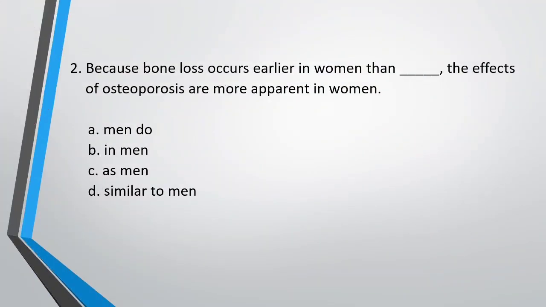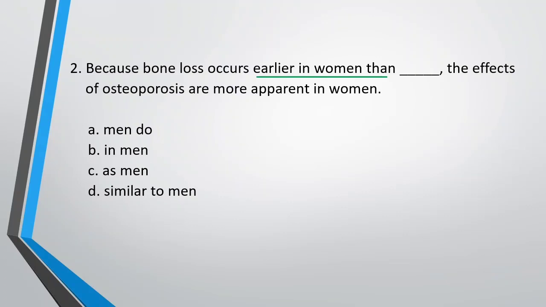Question number 2. Because bone loss occurs earlier in women than blank, the effects of osteoporosis are more apparent in women. In this sentence, we can notice the comparison, earlier in women than blank. So, we have to complete this sentence by using a parallel structure for this comparison.